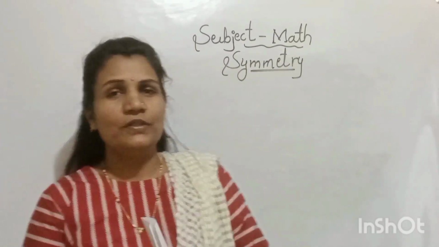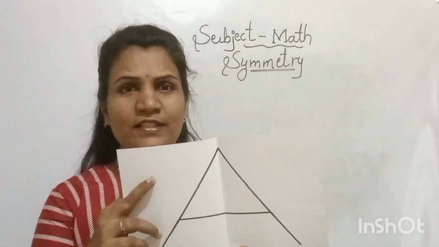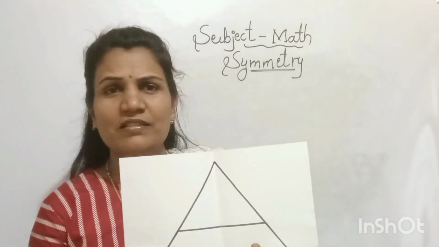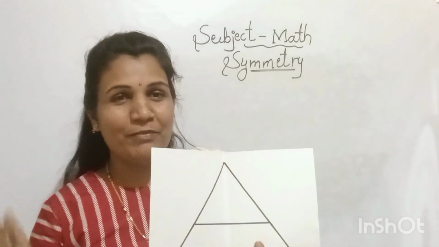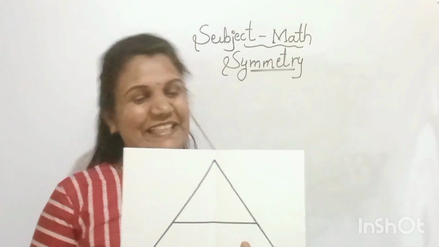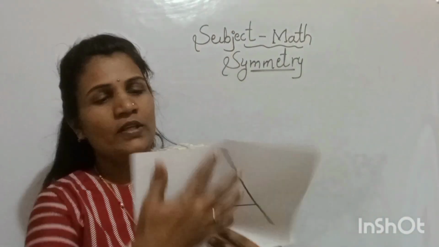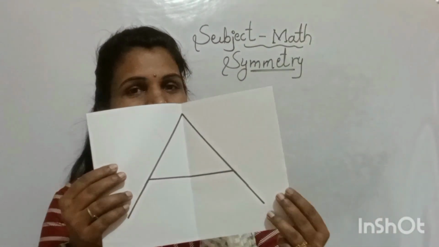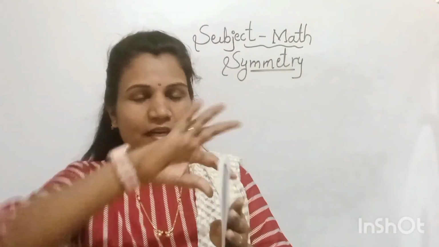I have taken this sheet. What is written on this? Alphabet A. We are all familiar with this from our early years. See here, alphabet A is there. Here I am going to fold this paper like this, vertically. Vertically means a straight line.